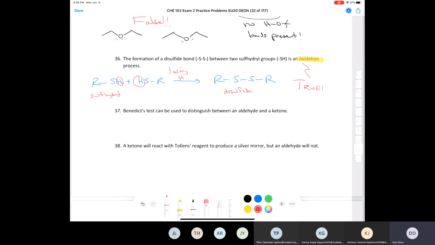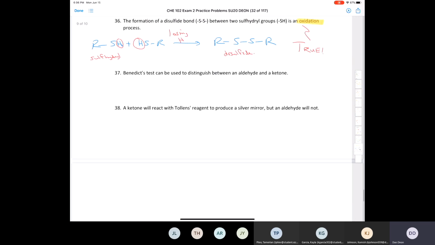This is how perms are done. If you've ever had a perm before, they basically take the disulfide bonds in your hair, reduce them, and then they wrap your hair around a curler, and then they oxidize it to reform the disulfide bonds, and it makes the little curls. Anyhow, Benedict's test can be used to distinguish between an aldehyde or a ketone. Is that true or false?